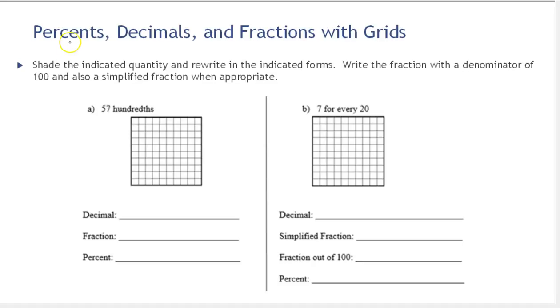In this video, we're going to write percents, decimals, and fractions with grids and learn how to transform numbers from one representation to another. So, let's read the directions. Shade the indicated quantity and rewrite in the indicated forms. Write the fraction with a denominator of 100 and also a simplified fraction when appropriate.